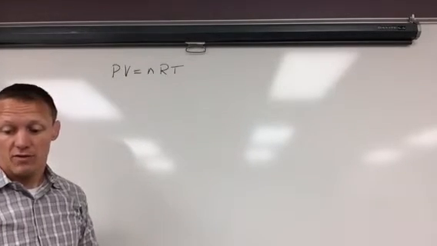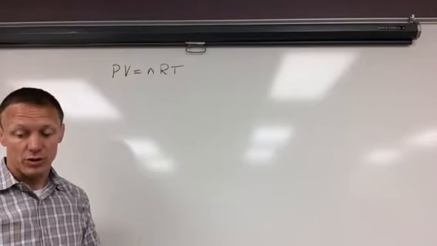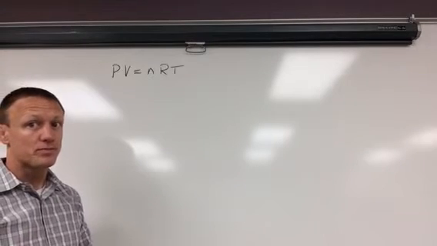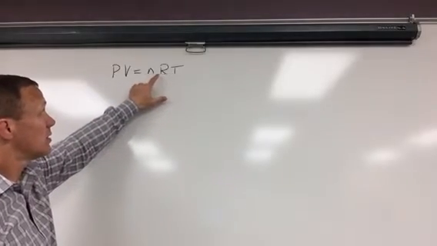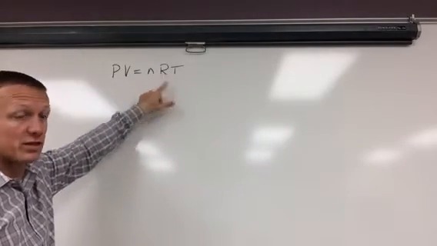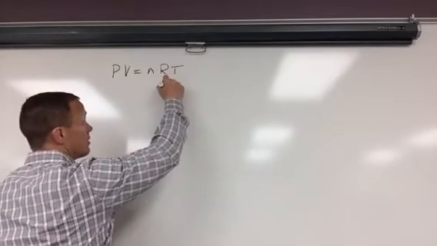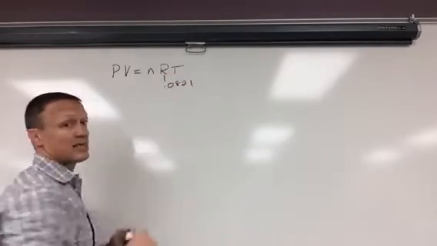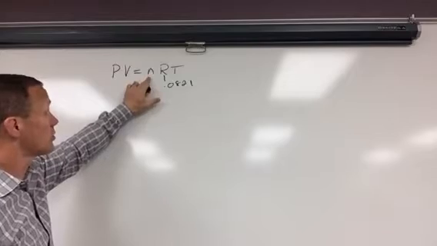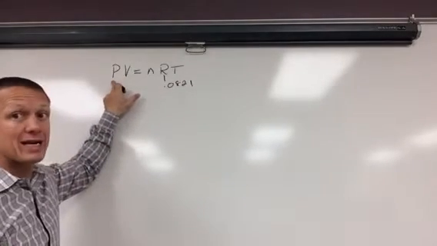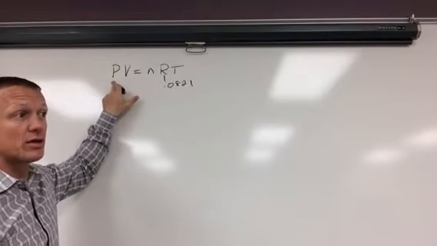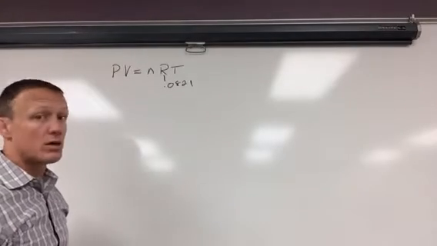So if we're looking at problem 3, it says at what temperature. Okay, so it's looking for a temperature. Remember, temperature will be in Kelvin. R is 0.0821 every single time. It's a constant. N is your number of moles. V is your volume in liters. Remember, P is your pressure in atmospheres. So it's not in atmospheres, we have to convert it to atmospheres.